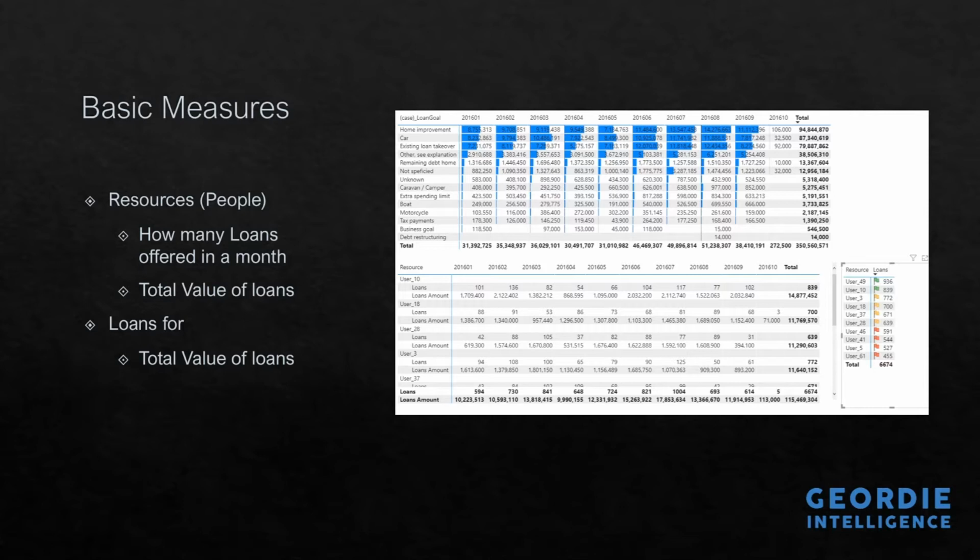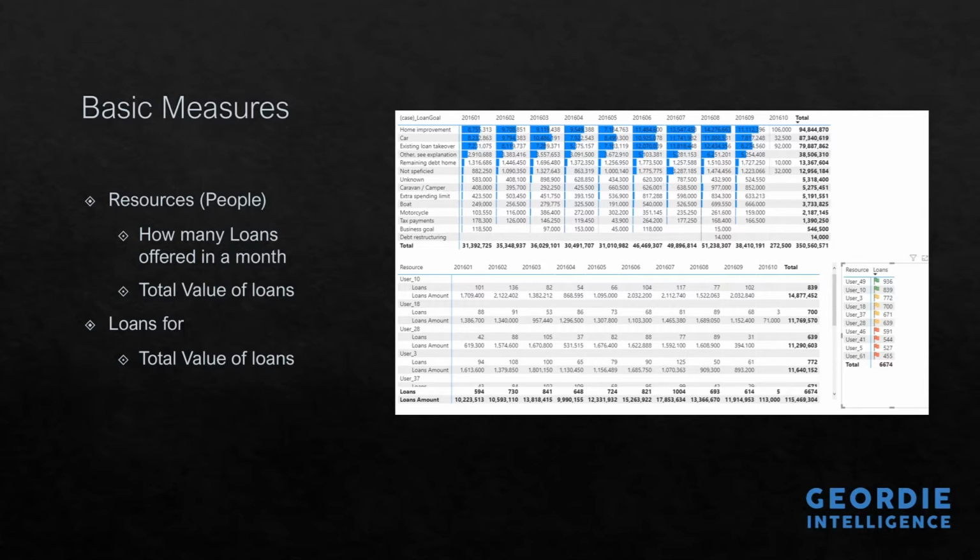So what we've looked at is the resources. So we're people. How many loans have they offered in a month? What's the total value of those loans? How do we go through this? And then for loans, actually, what are they for? So the breakdown of the loans. Where's our breakdowns coming from? Where's the money going? All those kinds of things. So we'll cover how that's built today. And I want to go in and have a look at these things and we'll discuss where we can expand.